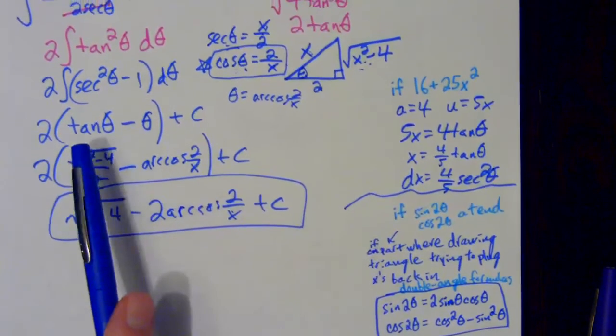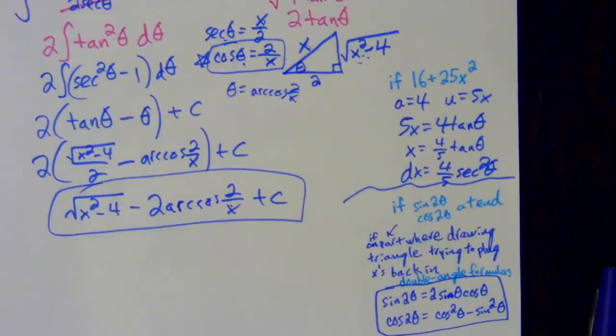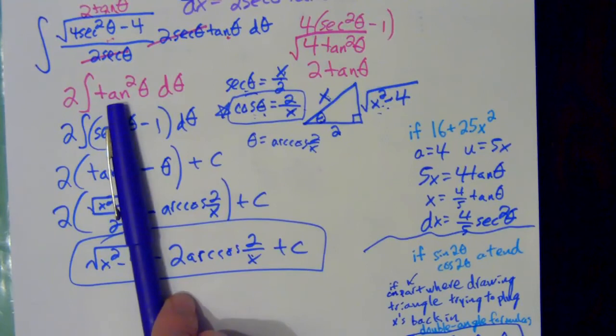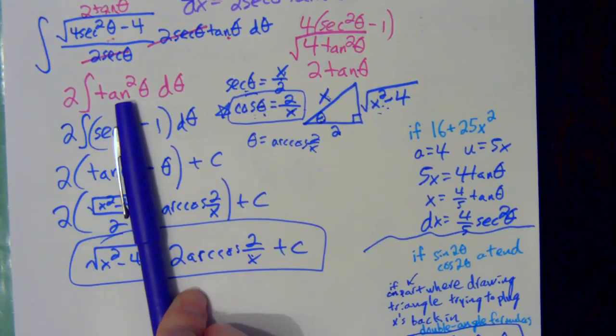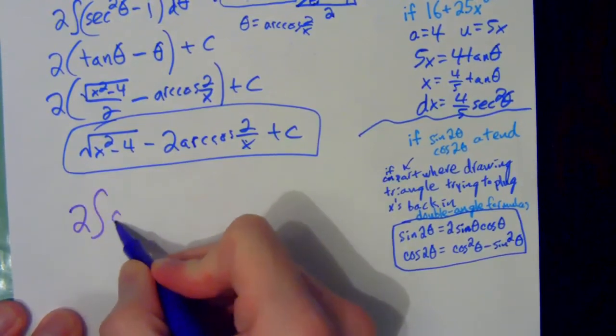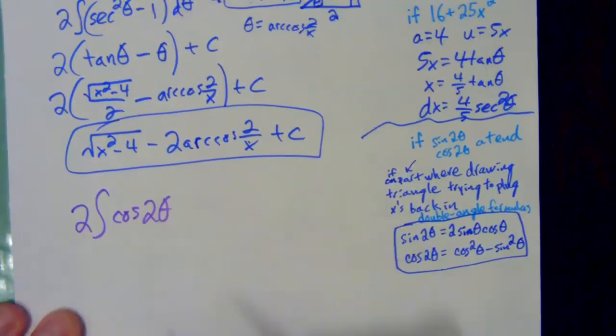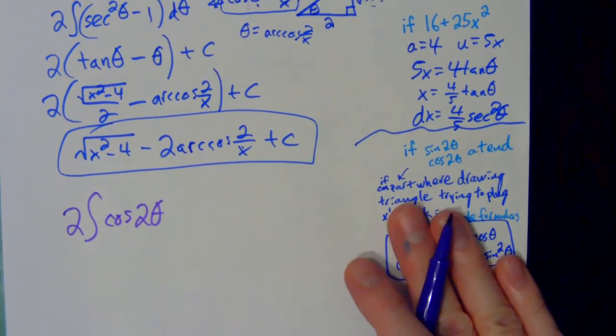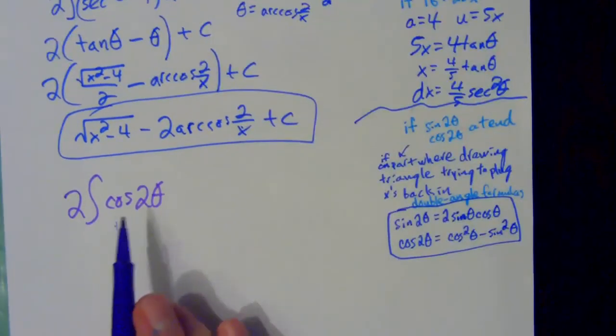So let's just pretend for a second, all right? Let's just pretend right here, instead of me getting a tangent squared theta, that I got a cosine of 2 theta. I haven't integrated this thing yet. I'm not on the part of the problem where I'm drawing my triangle trying to get the x's back in. So I'm not even thinking about using those double angle formulas, right? I'm just going to integrate this sucker.